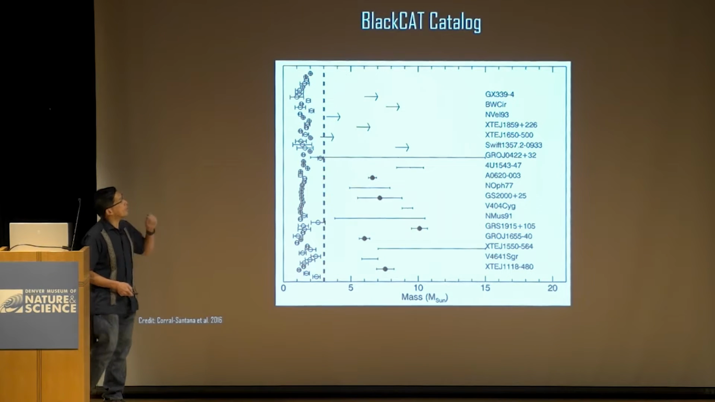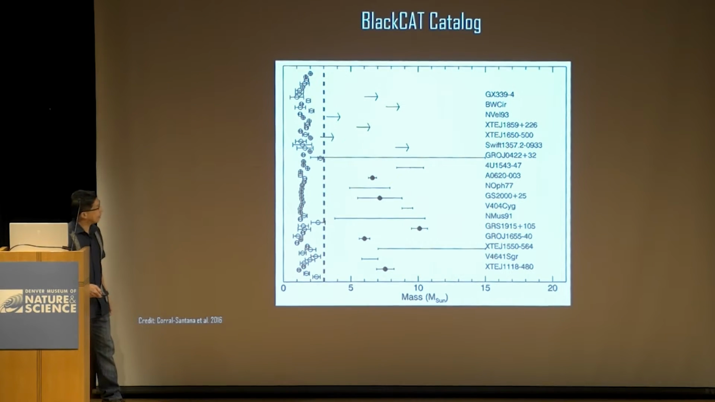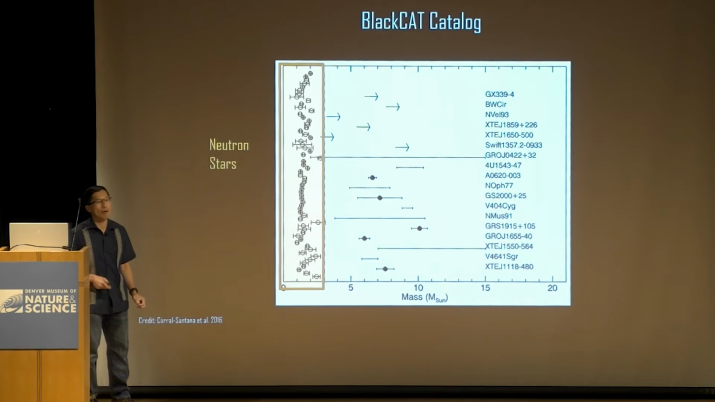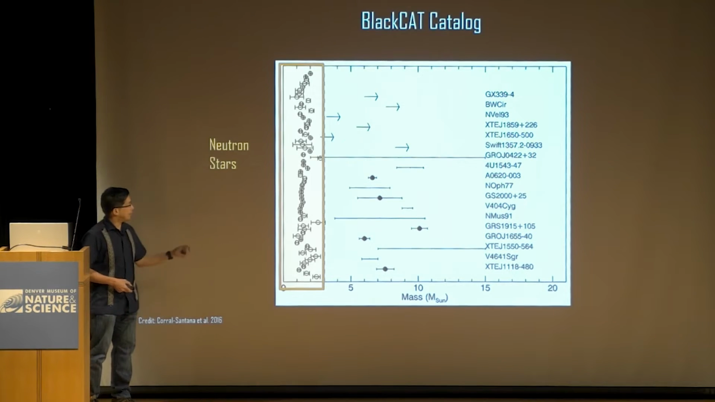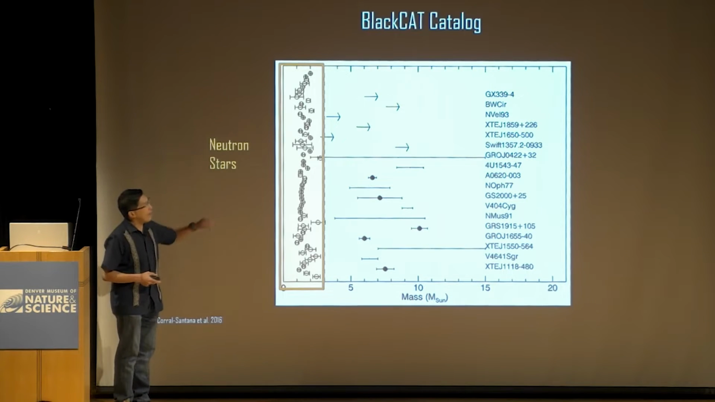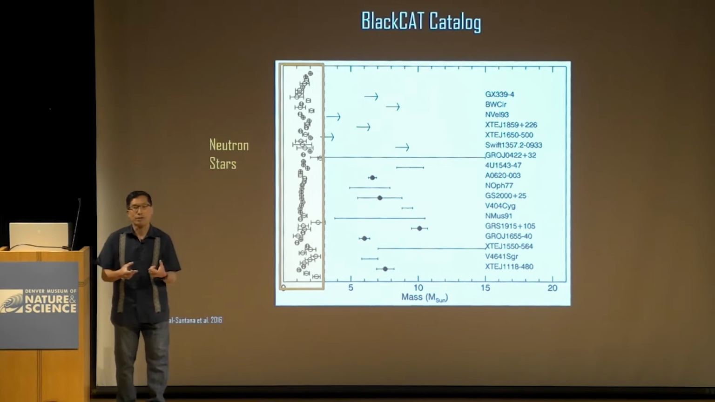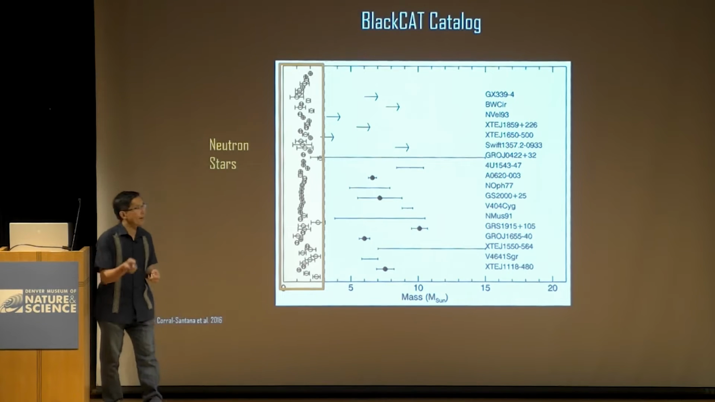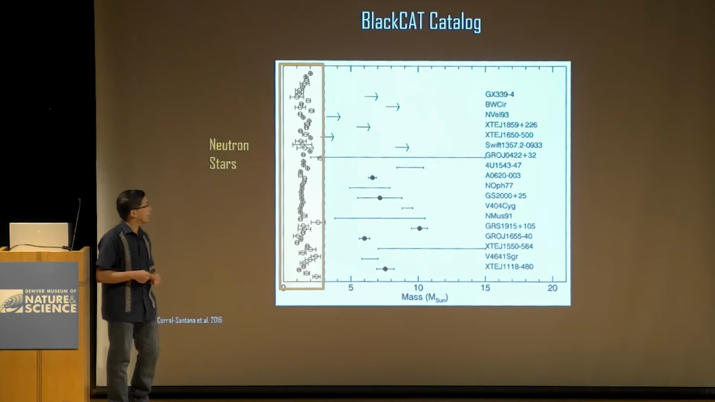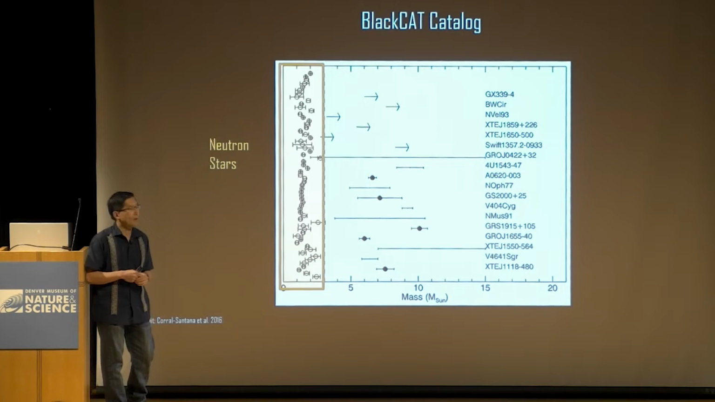So if we go back to the Black Cat catalog, they actually have this nice plot showing a lot of the neutron stars that have been discovered so far, and known masses for the neutron stars. And again, in order to know the masses, you need them to be in binary systems, because you have to use the fact that they're in orbit around something else, or there are two objects orbiting each other for you to be able to determine the mass.